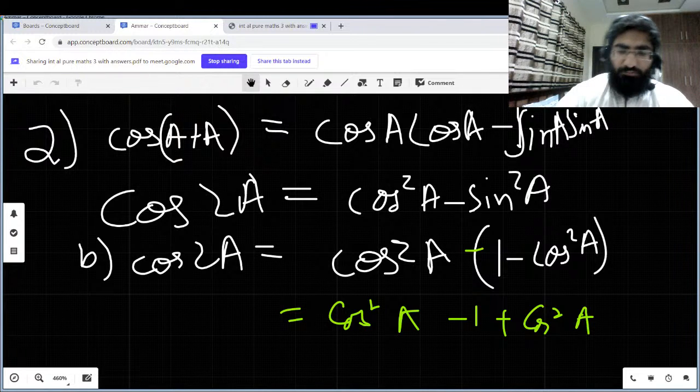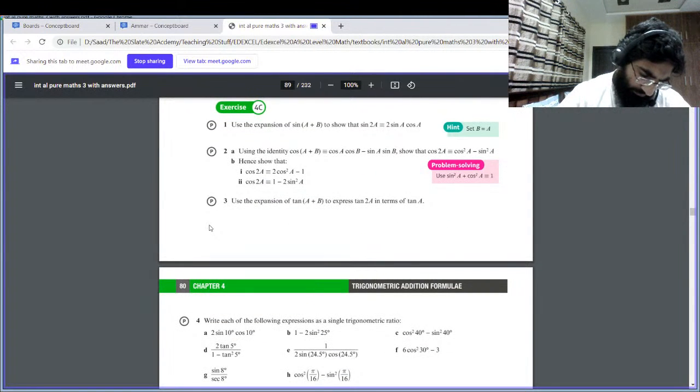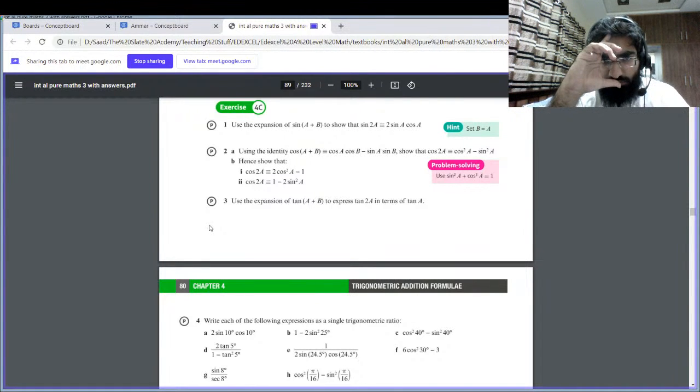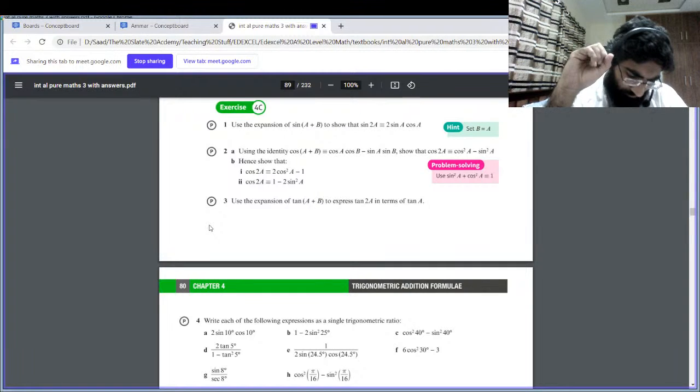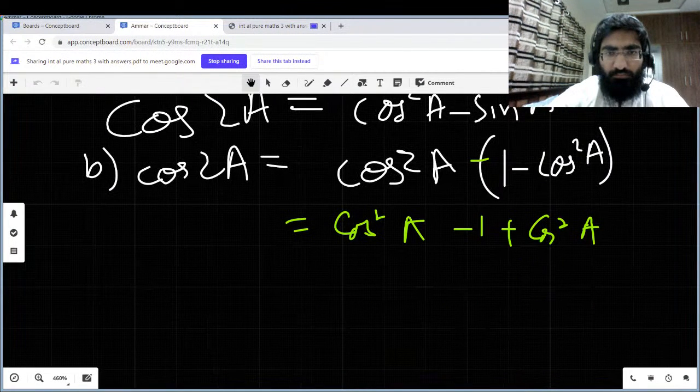What is this line that's coming out of nowhere? I don't know. You have to keep removing it. Same thing, but do it for cos 2A, change cos to sine. Okay. Uh, 3. Yes, please. Okay, one second. I lost it.